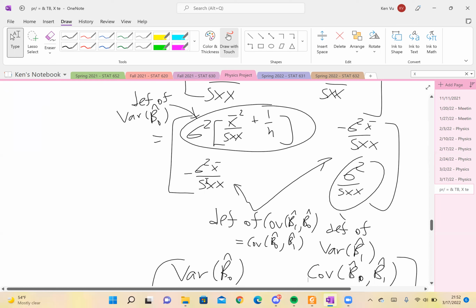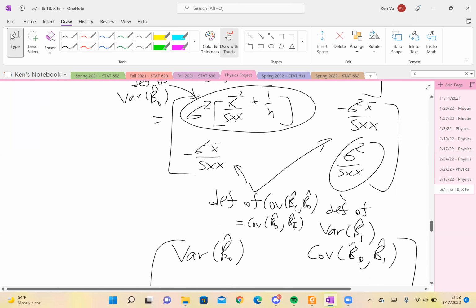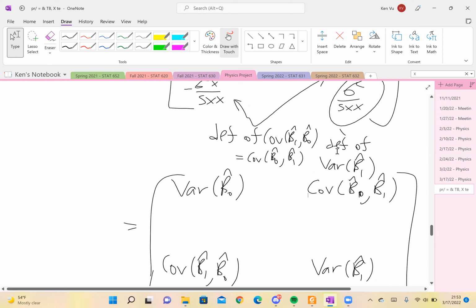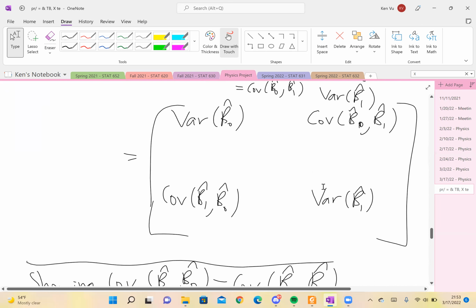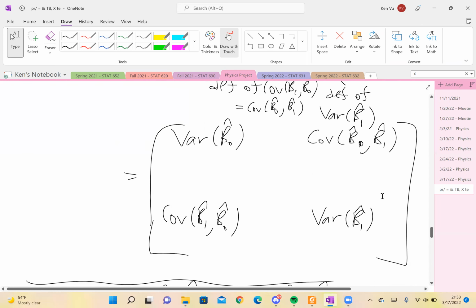As you guys remember from Stat 620, the definition of covariance doesn't change depending on the way you order the pair of, what is it, random variables. So here you can just put in covariance of beta 0 hat, beta 1 hat, and then covariance of beta 1 hat and beta 0 hat. And so that's pretty much it.